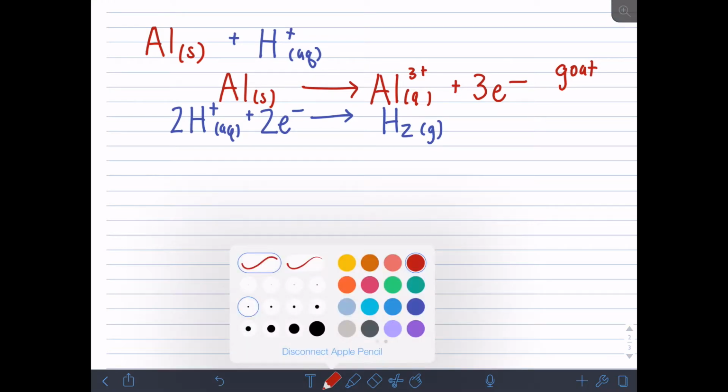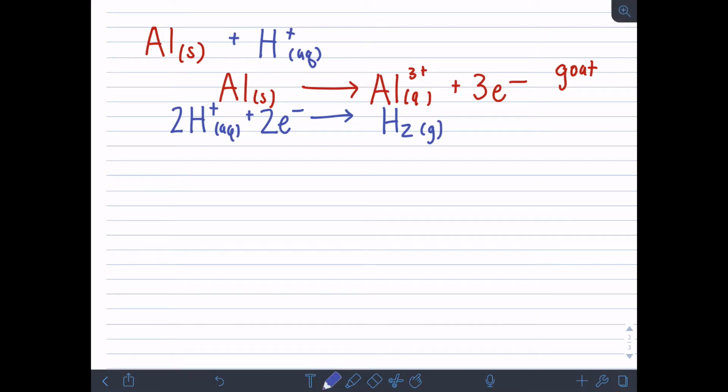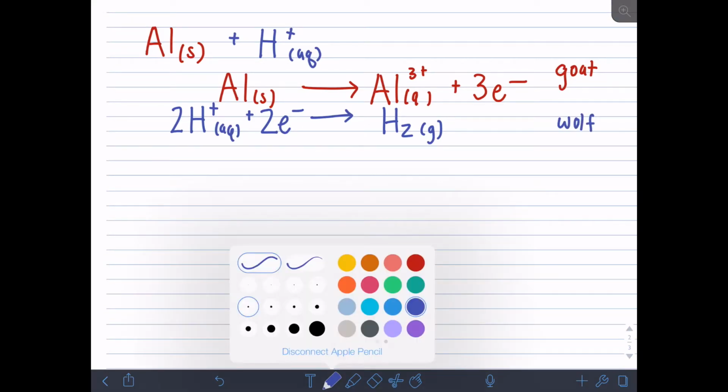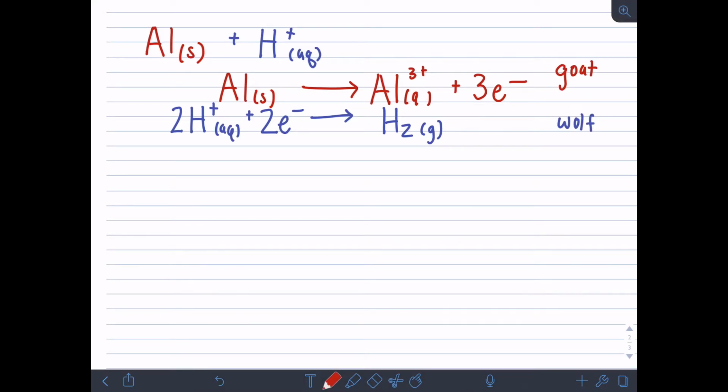And H2 gas, H+ ions are our wolf. 1 aluminum will produce 3 electrons. 2 H+'s require 2 electrons.